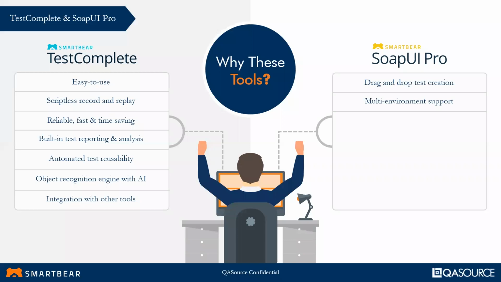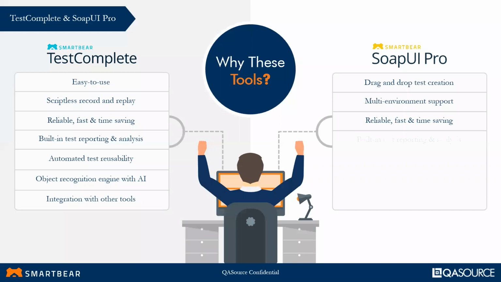It provides multi-environment support, which means once a project is created, it could be executed on a variety of different stacks. Let's say you created a test on the QA environment, you could run it on staging, or you can run it on UAT just by making configuration changes. You don't have to rewrite your test. It's reliable, again, fast and time-saving.